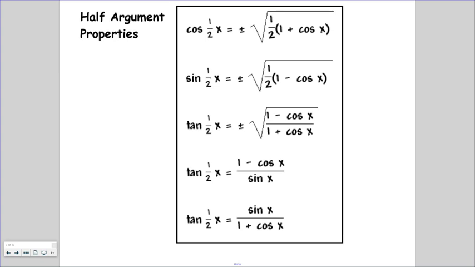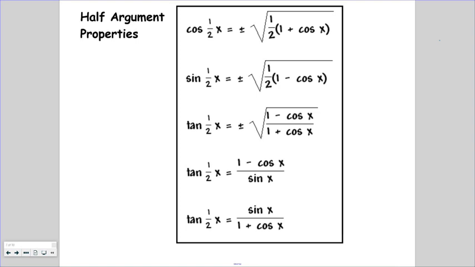All right, half argument properties look like this. So the cosine of half an angle, the sine of half an angle, the tangent of half an angle. Again, pause this video, write these down, and then come back when you guys are ready to go. I'm going to move on.